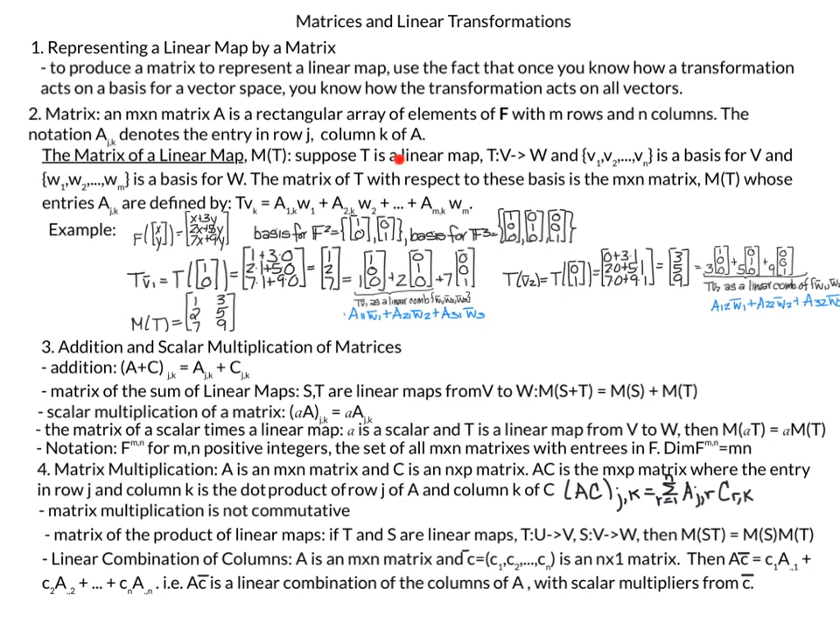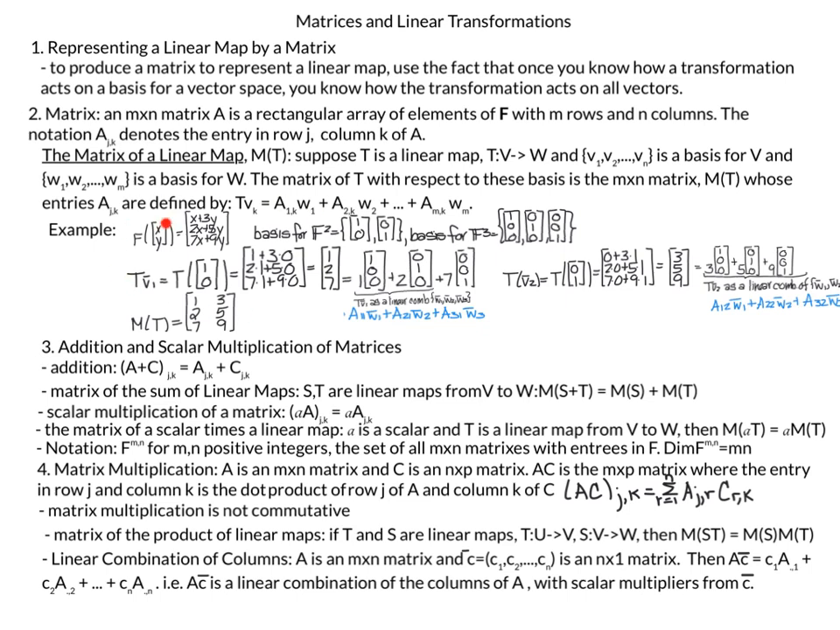We said suppose T is a linear map from V to W, and V1, V2 up to Vn is a basis for V, and W1, W2, up to Wm is a basis for W. Then the matrix of T with respect to these bases is the m by n matrix whose entries A sub jk are defined by T of Vk equal to a linear combination of the matrix columns times the basis of W.